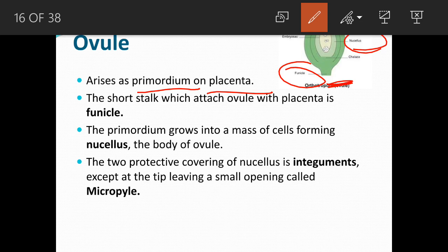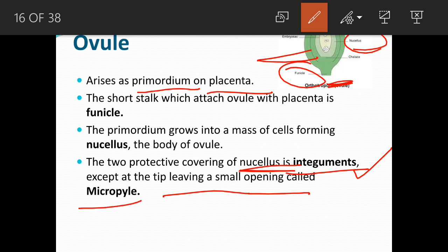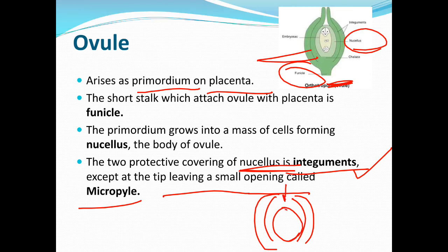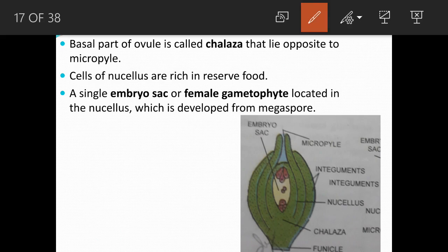There are two protective coverings around the nucellus. These are known as integuments. There is a small opening which is not covered by the integument, that is known as the micropyle. So these are the integuments covering the nucellus, and this is the micropyle. The lower or basal portion of the ovule is known as the chalaza. It lies opposite to the micropyle. So this is the micropylar end, this is the chalazal end.